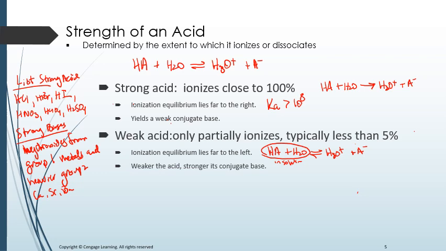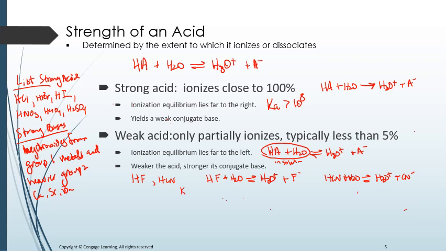So if I were to look at a couple of different acids, I'm going to do HF and I'm going to do HCN. Now, as a starting point, the HF would go into water and it would produce H3O+ and F-. The HCN would go into water and produce H3O+ and CN-.